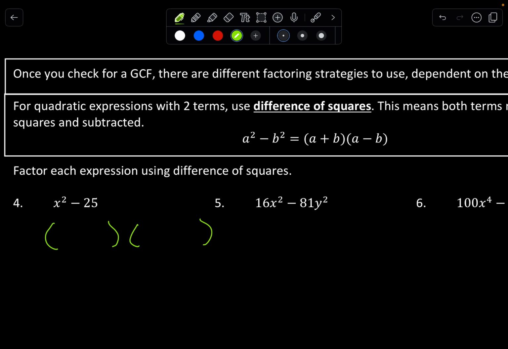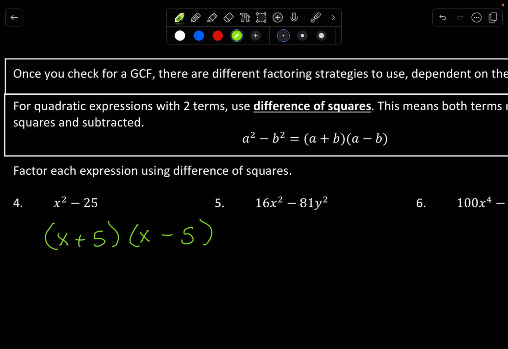I'll have my 2 sets of parentheses. What do I take times itself to get x squared? That'll be an x and an x. What number can I take times itself to get 25? It's going to be a 5 and a 5. In order to get a minus 25, one of these is going to be a plus, one of them is going to be a minus.